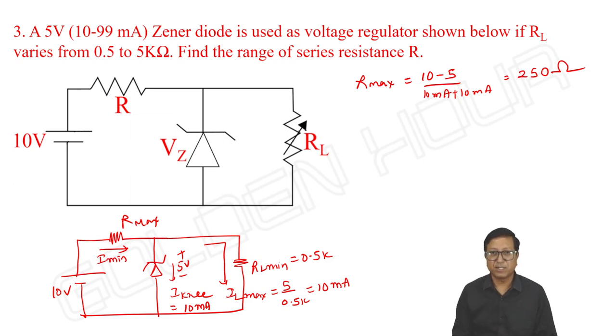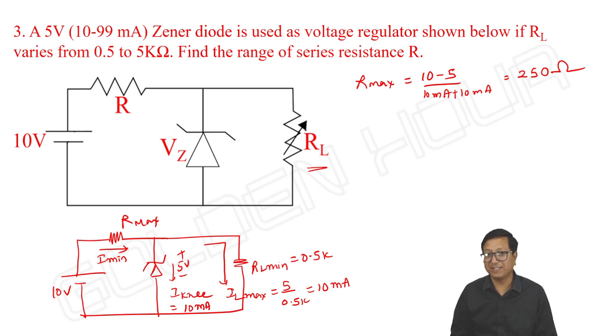Okay. Same Zener diode only, but here RL value is decreasing. RL is decreasing means definitely the corresponding value of IL is increasing, means I minimum will automatically change.